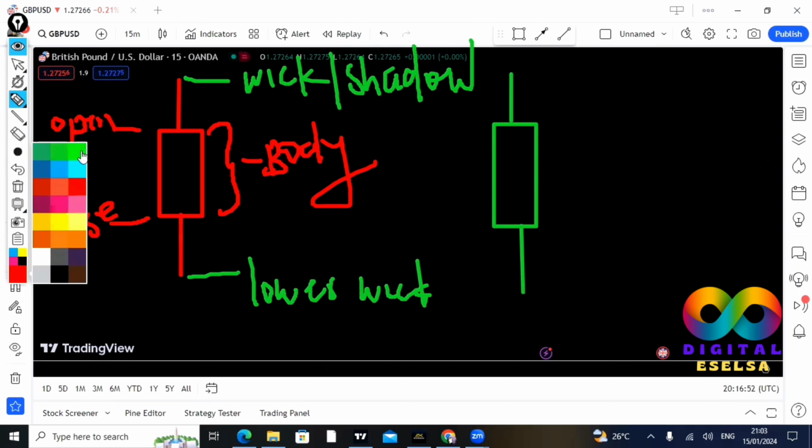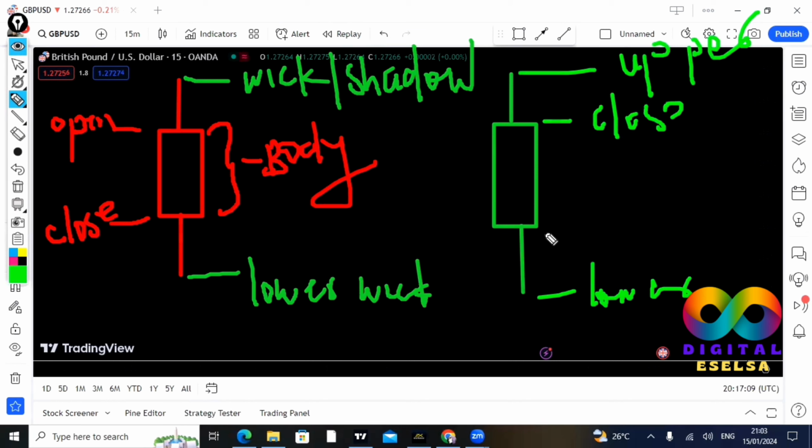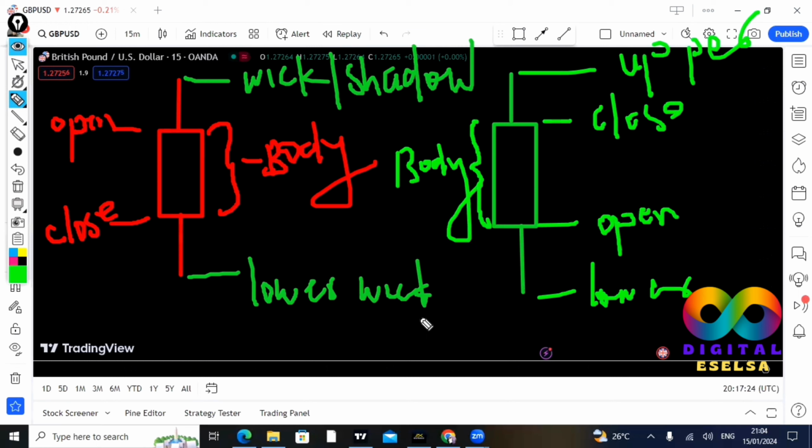So the opposite is the case with a bullish candle. A bullish candle here has an upper wick. Then this place now is the lower wick. This place is the close price, while this one below is the open. Are you getting it now? Here is the body of the candle. So this is the way to illustrate a typical Japanese candlestick.